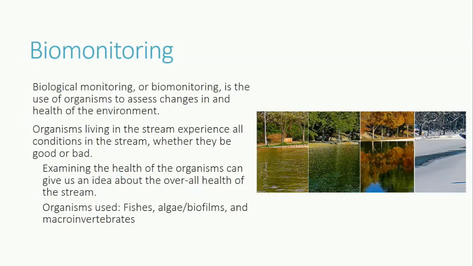Biomonitoring is the use of organisms to assess changes in and the health of the environment. Taking water chemistry samples gives us only a snapshot of the stream's health, but organisms living in a stream experience all conditions, whether they're good or bad. If conditions are mostly good, then sensitive species will live in the stream. If conditions are mostly bad, then tolerant species will tend to live in that stream. Organisms such as fish, algae, and macroinvertebrates are used for biomonitoring.